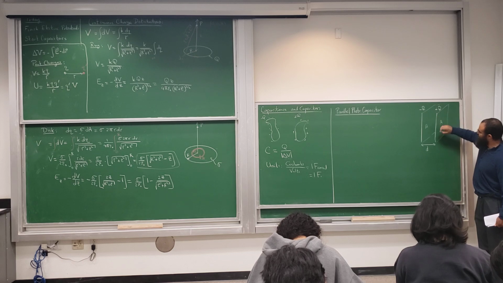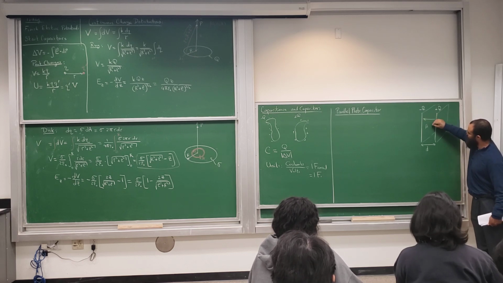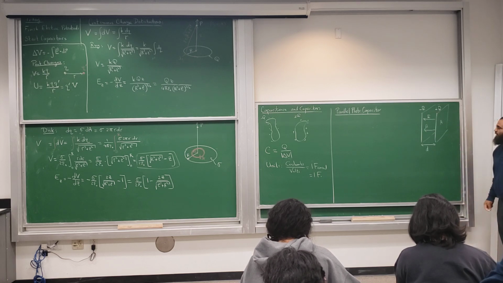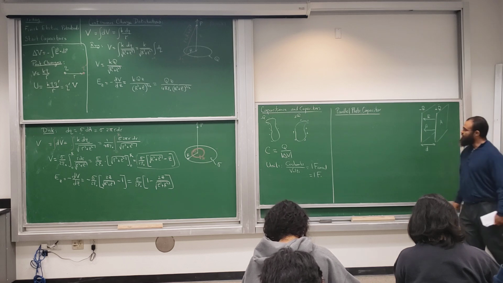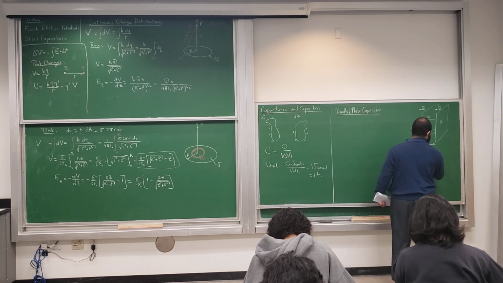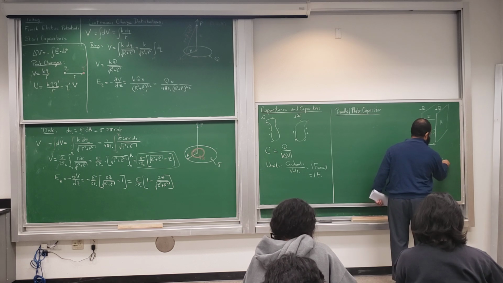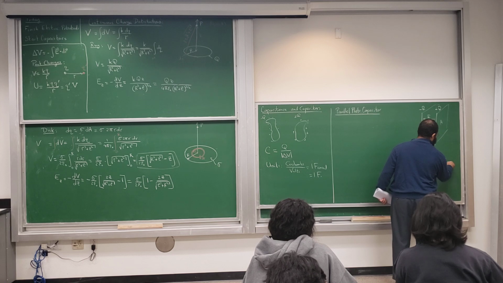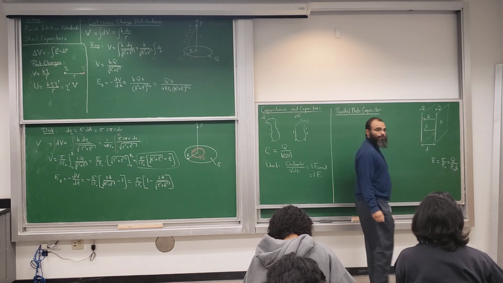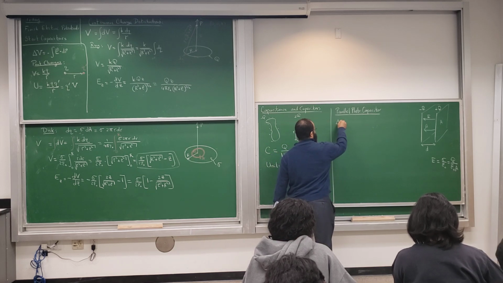In what direction is the field? This way, right? The electric field is this way. Electric field always points away from the plus. How much is the electric field between a parallel plate capacitor? Sigma over epsilon naught, and sigma is the charge over area, right? Sigma is charge over area. Now, what is the potential difference between the plates?